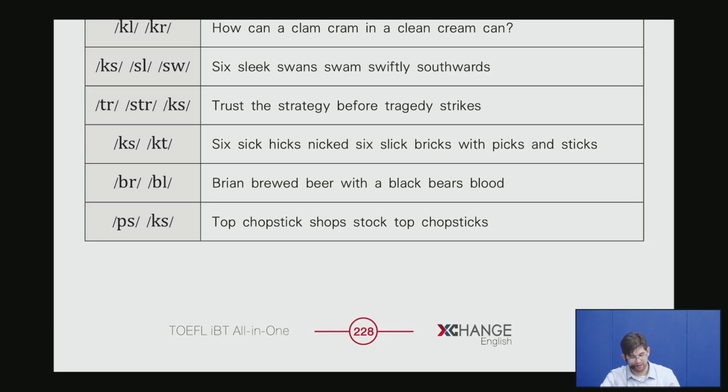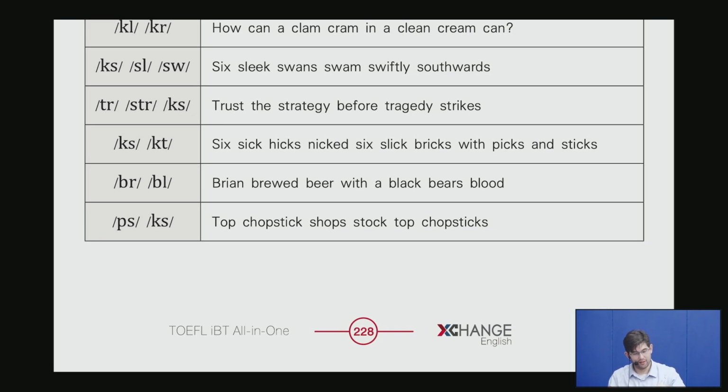And our last ones to look at. Top chopstick shops stock top chopsticks. This one is quite difficult. There are many close sounds together with it. So let's try it one more time. Top chopstick shops stock top chopsticks. So again, making sure we get nice, clear grammar, nice, clear phonic sounds. Doing this one quickly is quite hard. Make sure you try it on your own time.